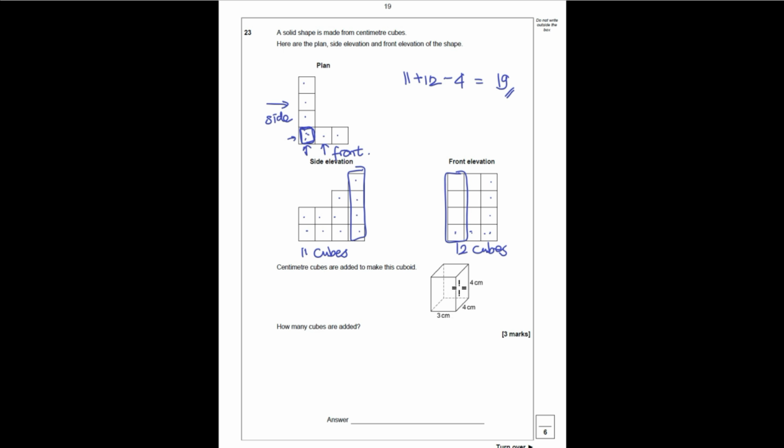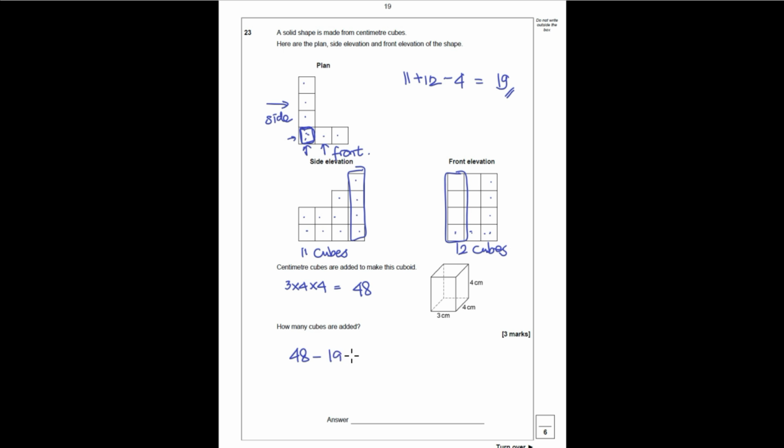Let's see how much is the volume of this cuboid. It is 3 times 4 times 4, which is 12, and then 12 times 4, it is 48. So to make a cuboid with 48 cubes from this shape with 19 cubes, you need to add more. And how many is that?